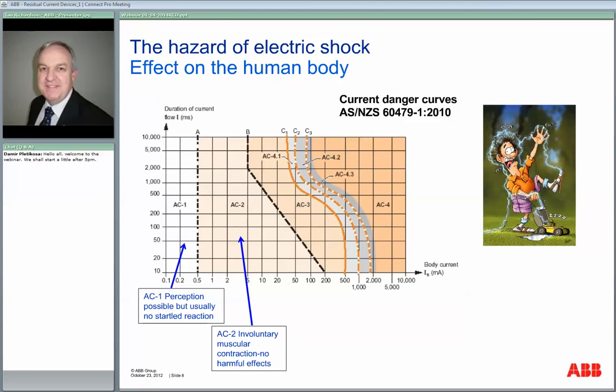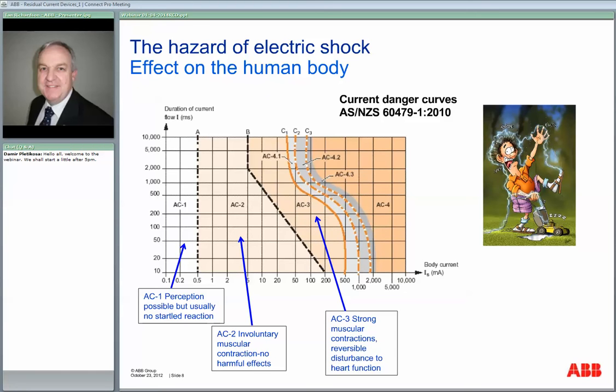In the next region there is an involuntary muscular contraction, and you can see it's become a little bit of a curve. So as the duration of the current is quite short, but it could be up to 200 milliamps, and then the curve goes away and then stabilizes at 5 milliamps. So we've got this muscular contraction which is occurring. It's generally considered to be quite reversible. So you have that unpleasant feeling whilst the current is there, but when the current is taken away, you don't tend to have that ongoing issue.